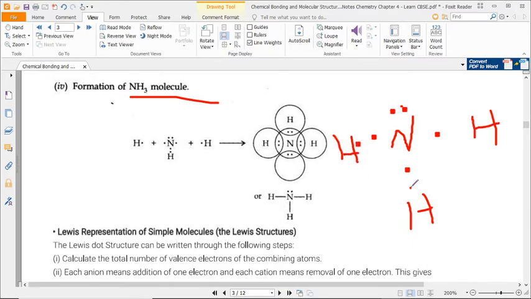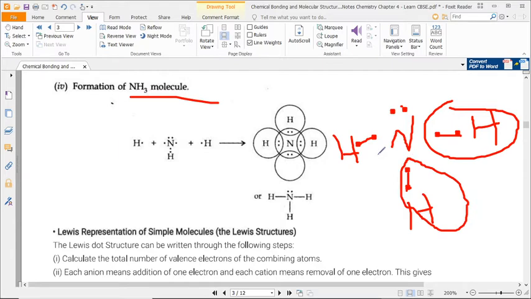So nitrogen is making 3 bonds with hydrogen, and 2 electrons are remaining unused. This is called the lone pair of electrons. Now you count the number of electrons surrounding the hydrogen. Yes, it is 2. For this hydrogen also it is 2, and for this hydrogen also it is 2. For hydrogen, if it has 2 electrons surrounding it, it is the stable one.